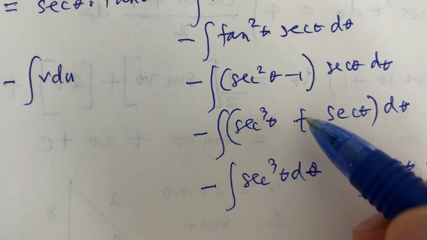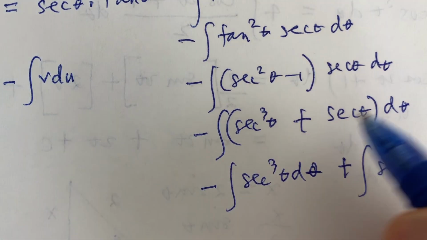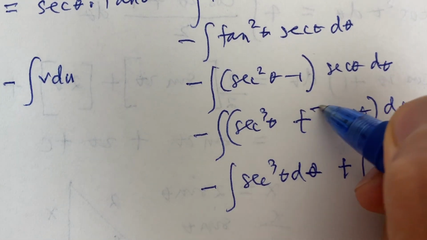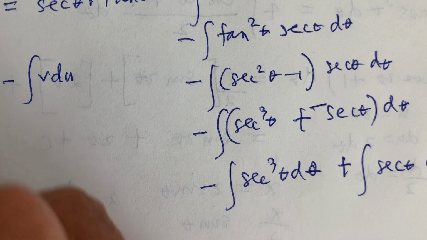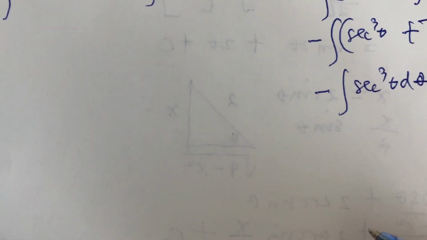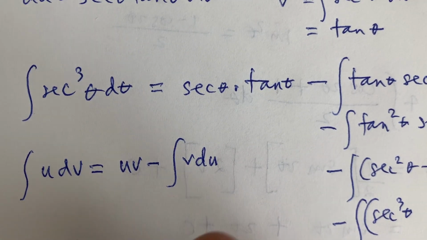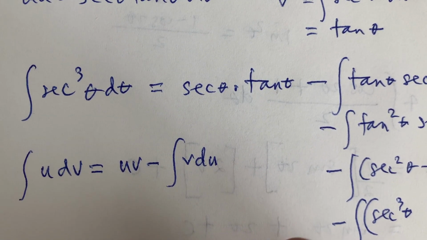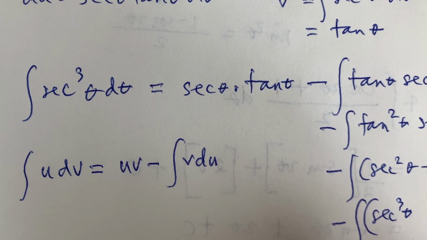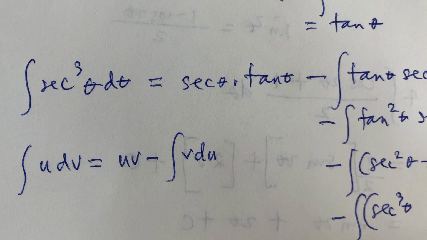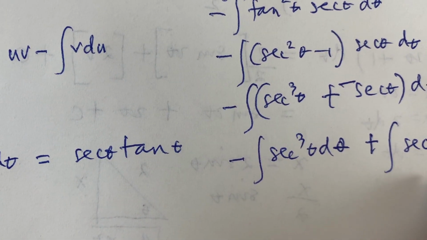That will now become negative times negative is positive, right? So, I'm sorry, this should be negative still because I put them in parentheses. So, if you recall, our original problem was, let me put it back here, okay? Secant cubed theta d theta is equal to secant theta tangent theta minus secant cubed theta plus secant theta.